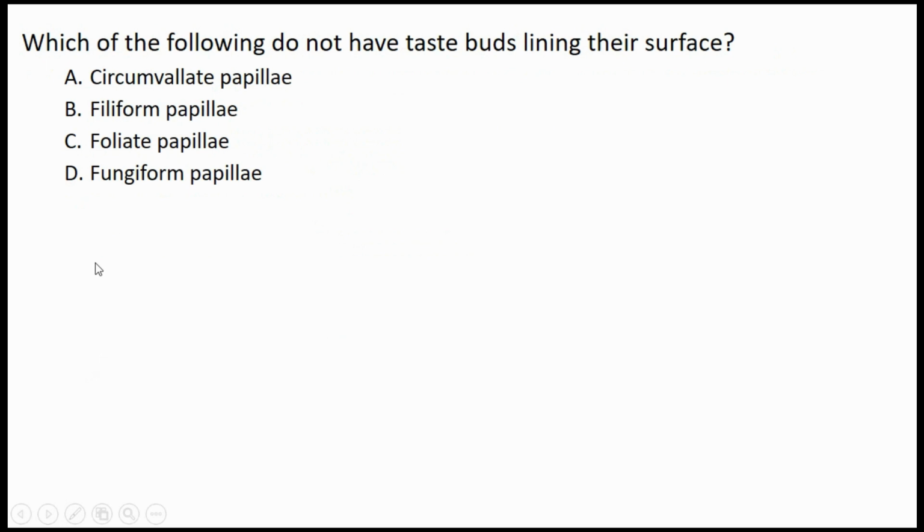So make sure you've got that relationship down. All right, and what do you think? B, filiform papillae are those spiky ones. The others all have taste buds associated with them.